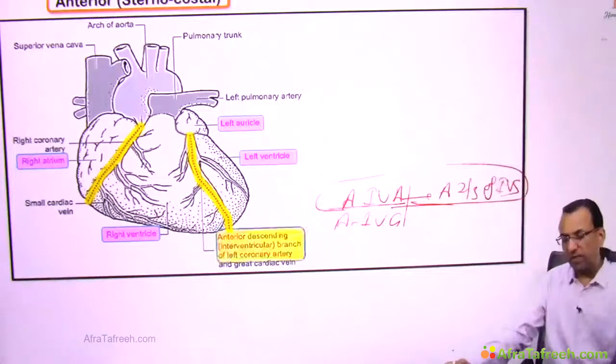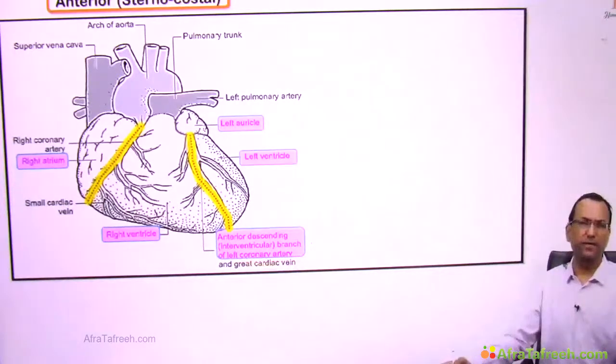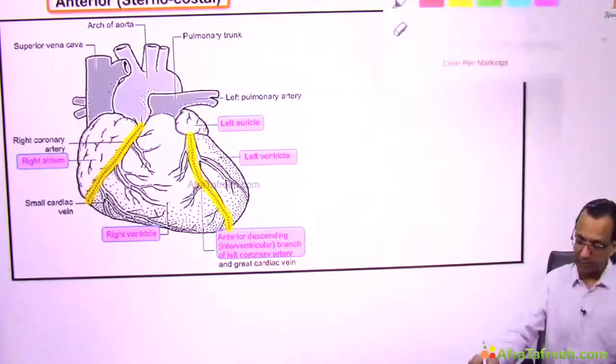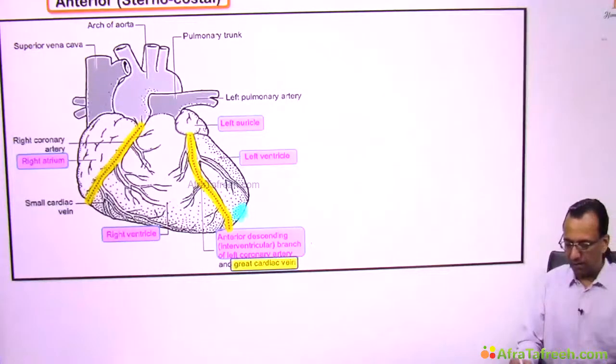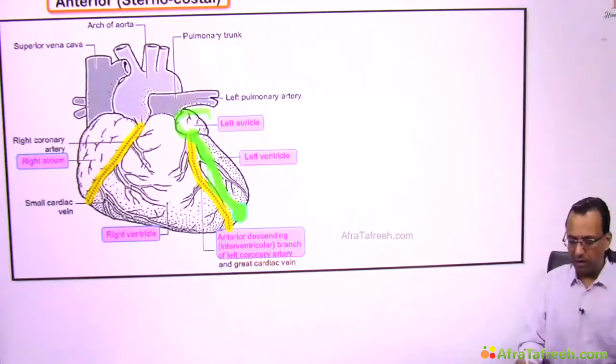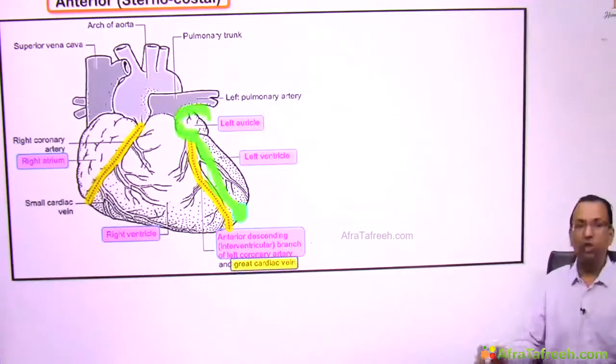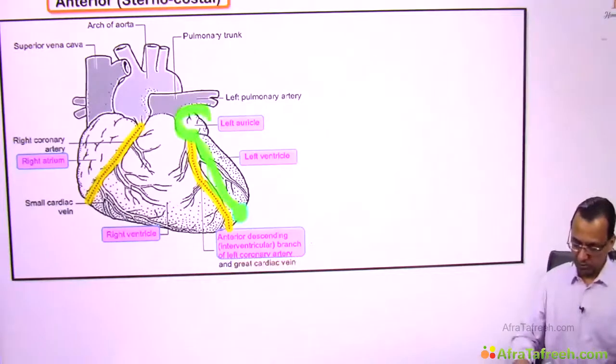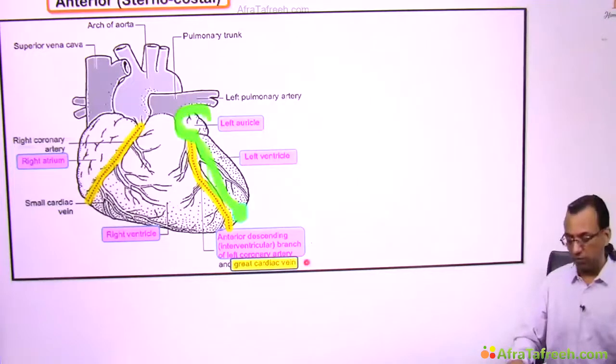Along with that runs a vein called the great cardiac vein. So along with the AIVA runs the great cardiac vein. Yes, you see here, the great cardiac vein forms at the cardiac apex, and from there it accompanies the AIVA in the AIVG, and then it goes behind the heart. Why is it going behind the heart? Because, may it be the great cardiac vein or the small cardiac vein, they go behind the heart to drain into the coronary sinus, which is behind the heart.